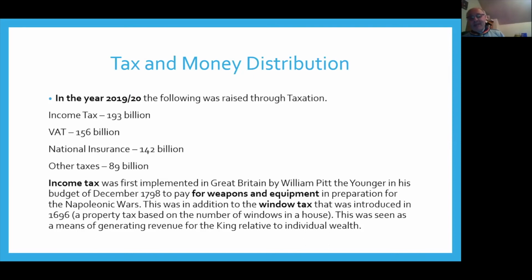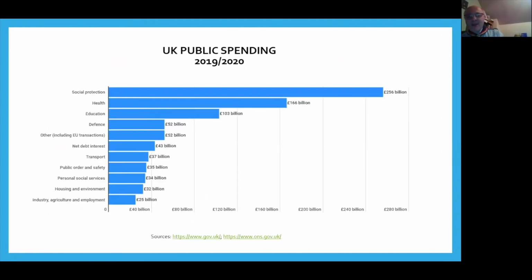193 billion from income tax. Wow. VAT, 156 billion. National insurance, 142. And other taxes, 89 billion. And that's something you'll learn about later in life: inheritance tax, capital gains tax, other taxes. But to be fair, it's spent. And there's how the government spends it on social protection, health, education, defense, transport, and other things as well. And today, the government are spending more than they get in, supplying the furlough and the different payments to people in this lockdown. So that's how money is collected and spent.